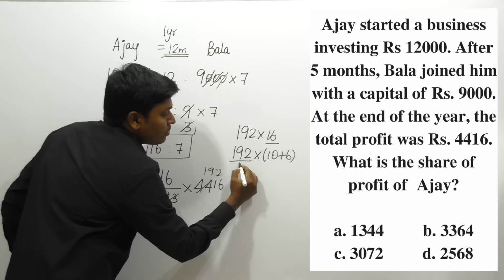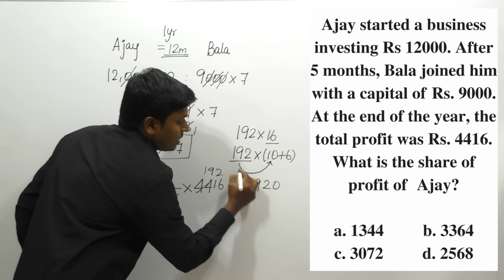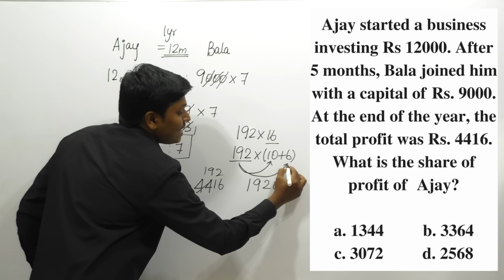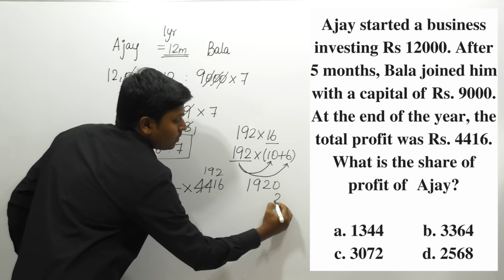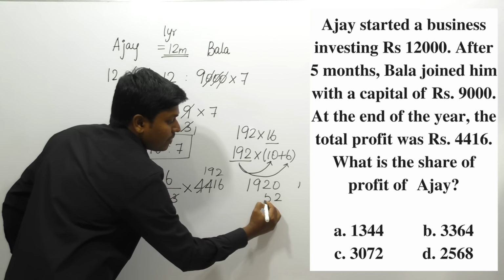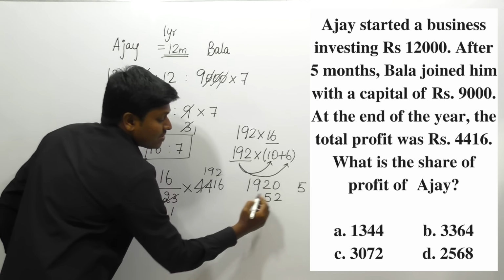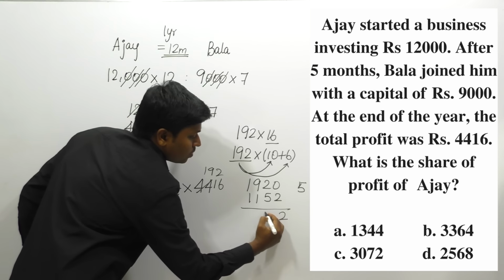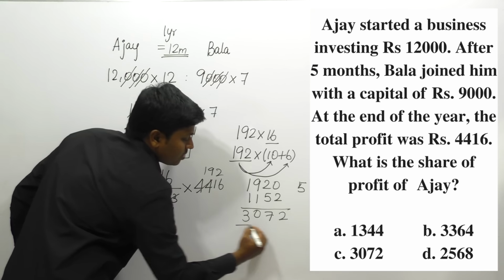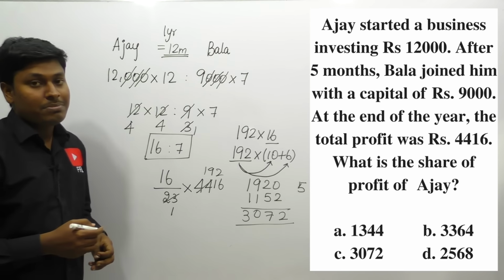So first of all, we need to multiply 192 into 10, that is 1920. Second, we need to multiply this 192 into 6. So 6 into 2 will be 12, remainder will be 1. 9 6s are 54, 54 plus 1 will be 55. So the remainder will be 5. 6 into 1 will be 6, 6 plus 5 will be 11. So 1152. So friends, finally we got 3072 as the share for the person Ajay.